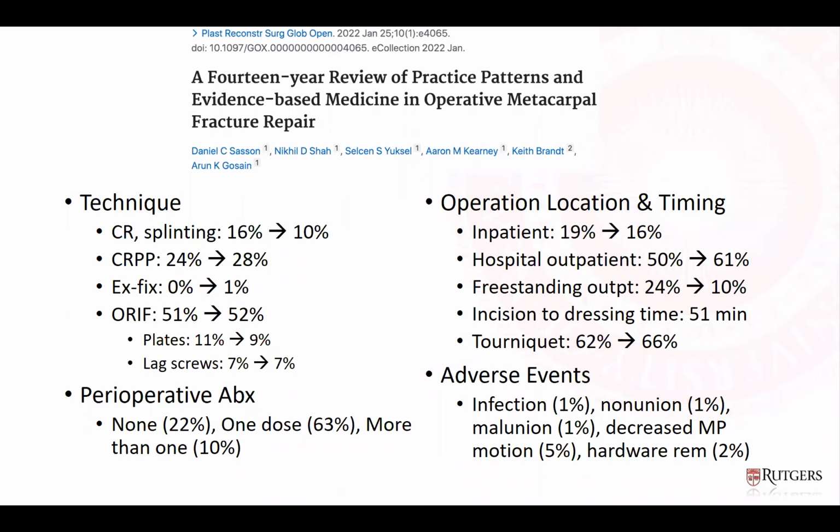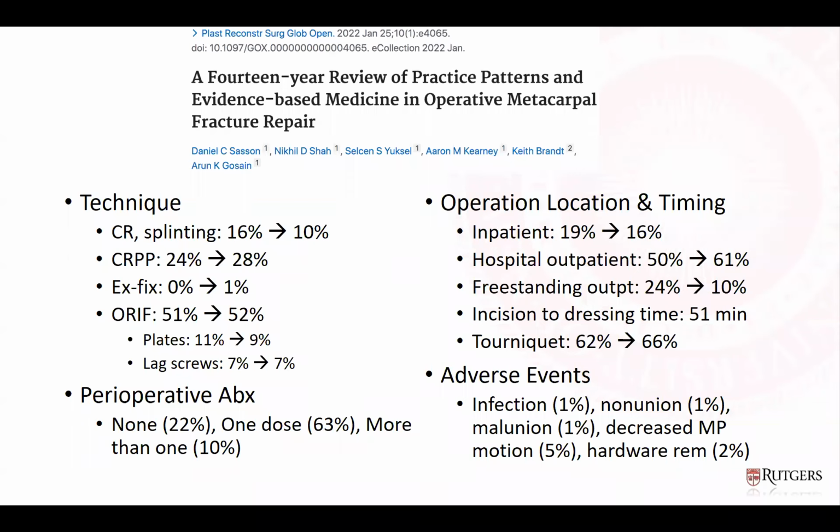Perioperative antibiotics were also recorded in about 22% of these cases. No perioperative antibiotics were documented. One dose was given in about 2/3, and then more than one in about 10%. Inpatient management of these fractures occurred about 15 to 20% of the time, hospital outpatient about half the time, and then freestanding outpatient center about a quarter of the time. The incision to dressing time was about 51 minutes, and the tourniquet was used in about 2/3 of cases.